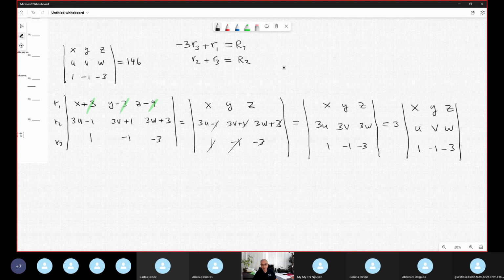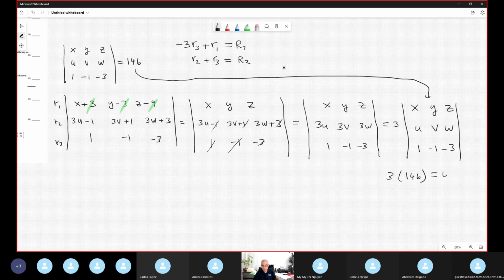Do you understand this operation? Factor out only in one. So it's completely different to the matrix. Matrix, when you multiply the matrix times a number, you multiply everything. But determinant, no. You multiply one column or one row by one specific number, and you multiply the value of the determinant with this. And you see that this is identical to this, and you replace by that number. So 3 times 146, and the answer is 438.